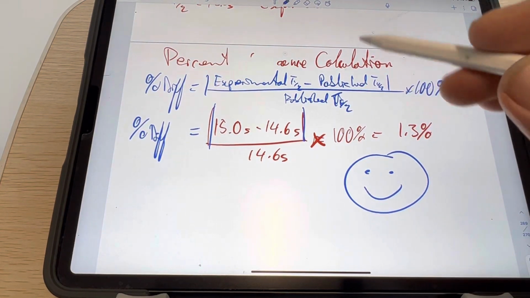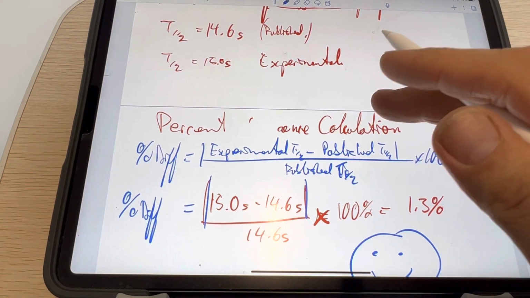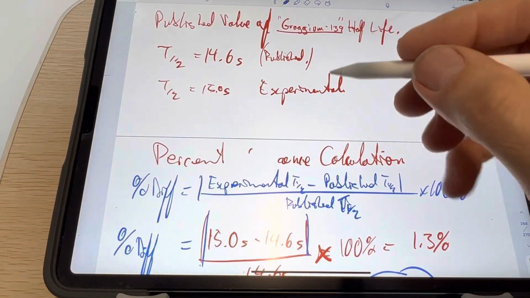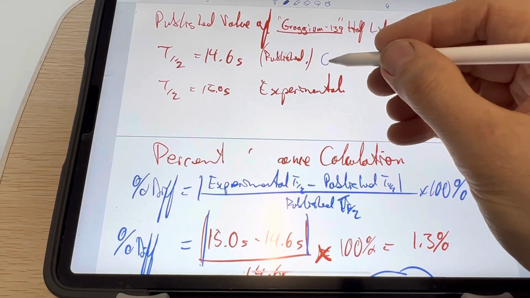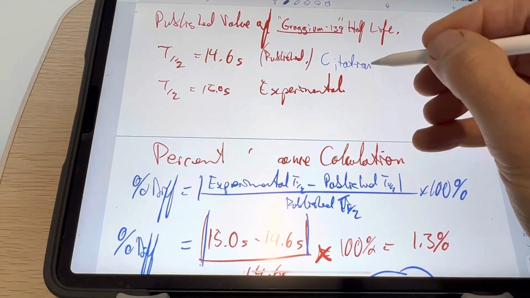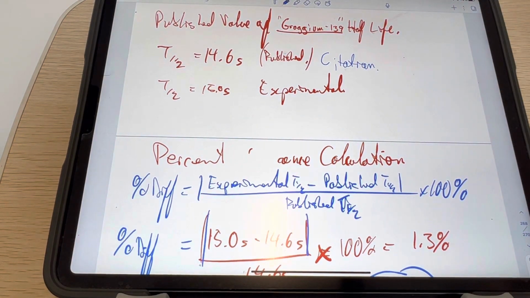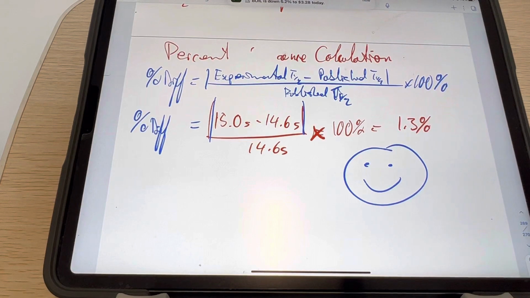Don't forget, wherever you get your published value of the half-life from, you should have a little citation. Can I write that on there now? Citation. There it is. That's not easy to do. Okay. In other words, the URL, the source, NASA, your textbook, wherever you find it from. And if you do all those things, then you should be in good shape.